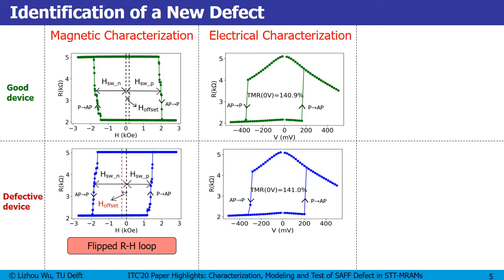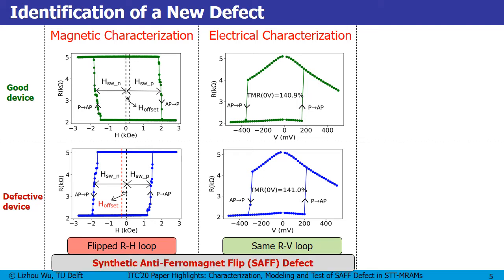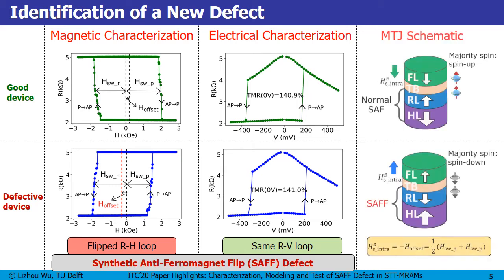We also did electrical characterization, and you can see there is no difference in the shape of the RH loop. We name this defect the synthetic anti-ferromagnet flip defect. And how do we know that this abnormal phenomenon is caused by this defect? Well, because this RH loop flips horizontally, the only reason is that the reference layer flips to the opposite direction. And because the reference layer and hard layer are anti-ferromagnetically coupled, the hard layer must flip as well. Therefore, we call this SAF flip, in short, SAFF.